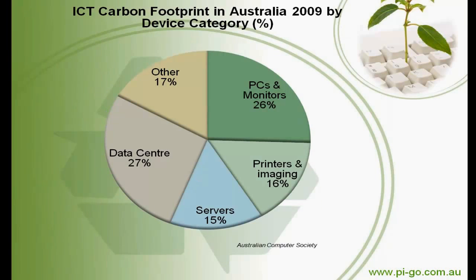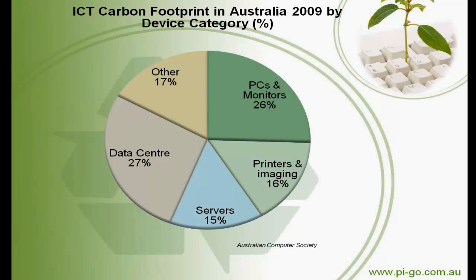If you want to get a picture of what the ICT carbon footprint actually is, this is a study done by the Australian Computer Society a few years ago. I've summarised it, but it basically says that PCs and monitors are around 26 to 30%, printing and imaging around 15 to 20%. And as you can see by the others there, none of this is relatively mind-blowing, if you like, but it is really good to have the perspective and put it into some numbers at the beginning. And we can address each of these areas quite easily.